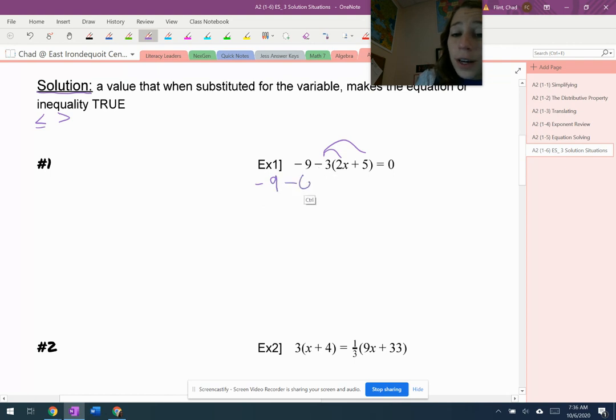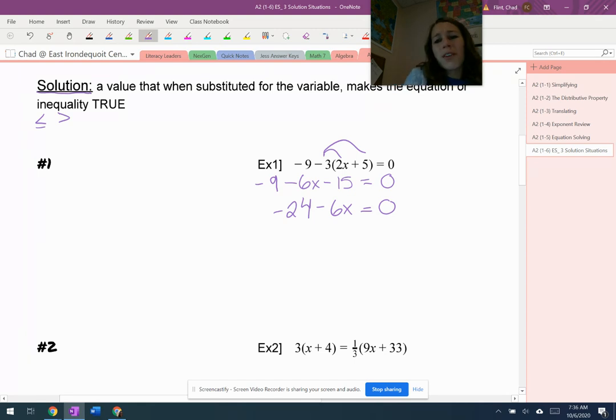-3 times 2x is -6x. -3 times 5 is -15, is equal to 0. Okay? So I'm going to do some combining of like terms. -9 minus 15. And yes, I'm reaching for a calculator because it's kind of early in the morning, and why not, right? -9 minus 15 gives us -24 minus 6x is equal to 0.